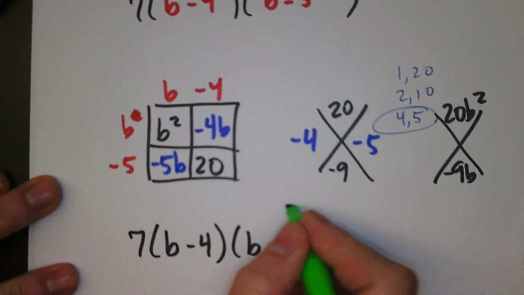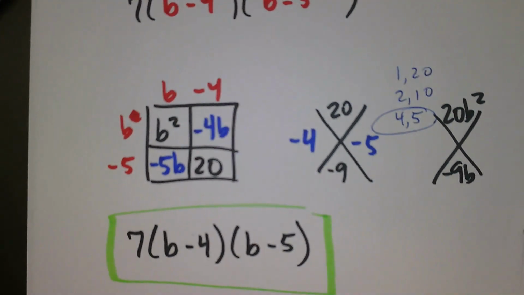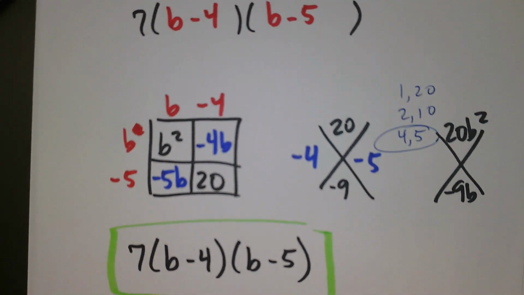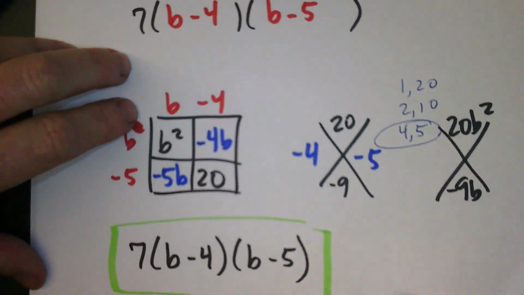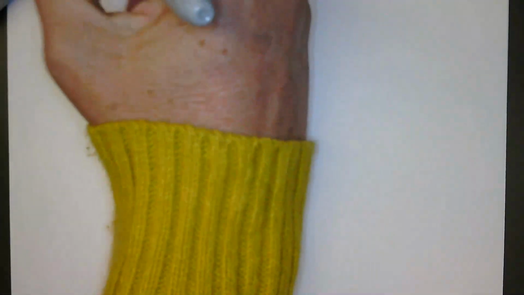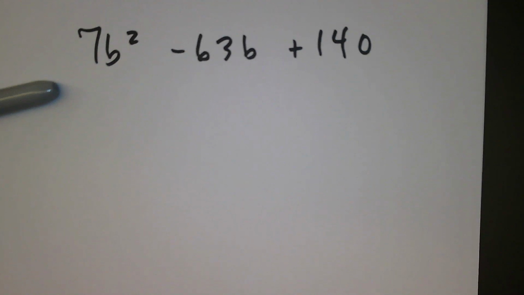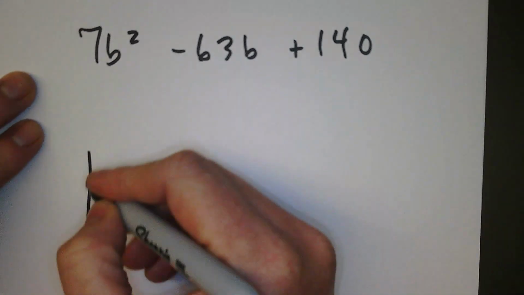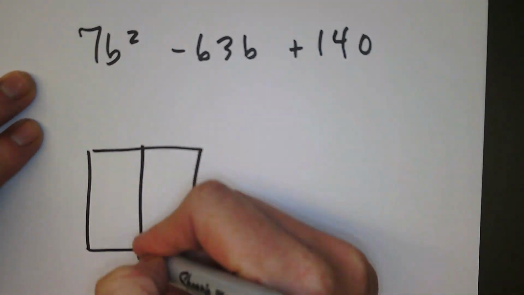Now, one other thing that I should maybe point out is that if I had not factored out that 7 right away, I still could have factored this. Let me just show you that real quick. I'm going to take this and rewrite it here: 7b squared minus 63b plus 140. I certainly could have used my area model here as the numbers are, but you'll see how much bigger everything gets and how much more challenging it is.